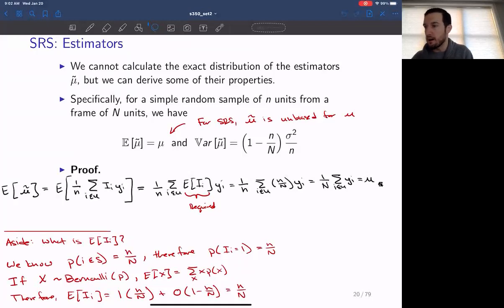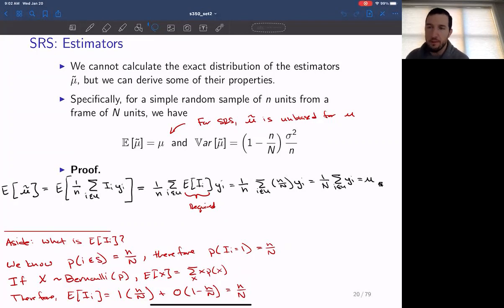What we are doing right now is showing how we can prove that the expected value of mu tilde is equal to mu, and that the variance of mu tilde is equal to 1 minus little n over capital N times sigma squared over little n. So we are working through the proofs of these two results currently. Last class, we started off by working through the proof for the expected value of mu tilde.